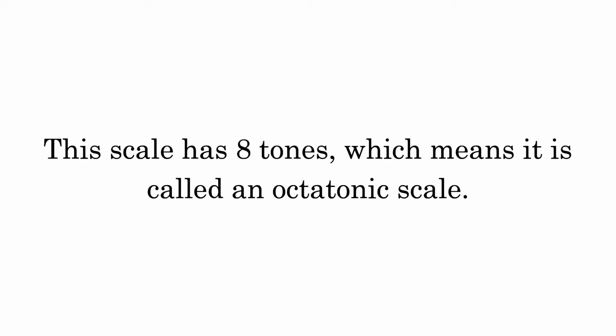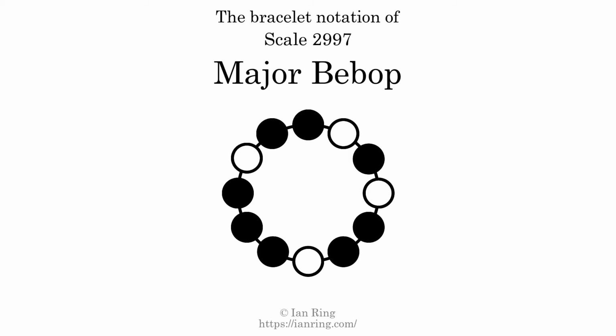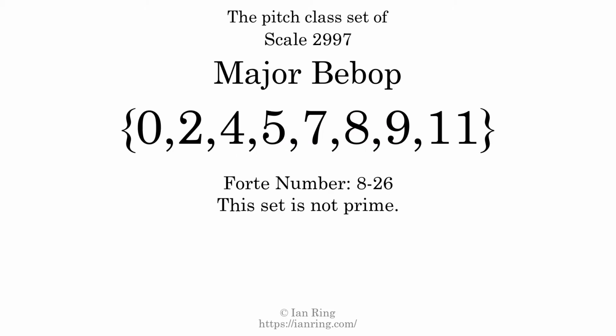This scale has 8 tones, which means it is called an octatonic scale. This is a bracelet notation diagram of scale 2997. The shaded circles represent tones that appear in the scale, and they are read clockwise, starting at the top. The pitch class set for this scale is 0, 2, 4, 5, 7, 8, 9, 11. The forte class is 8-26. This set is not prime.